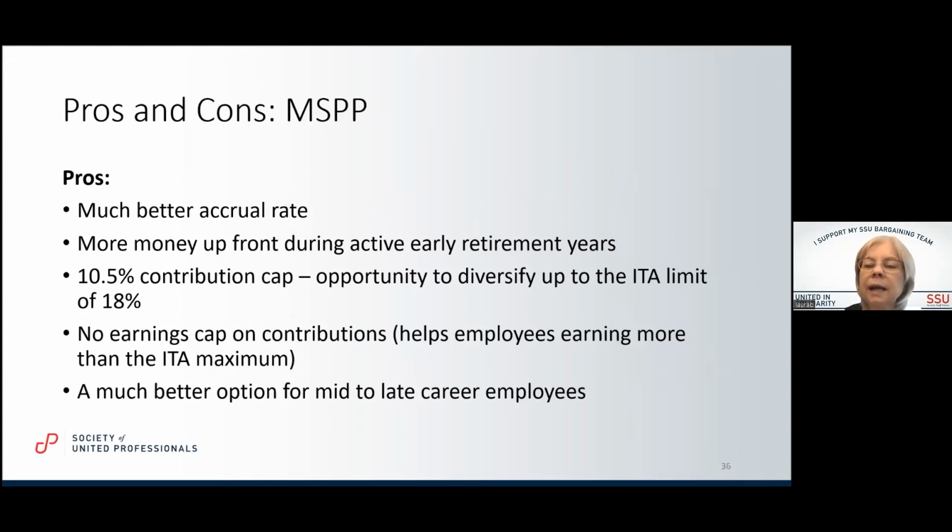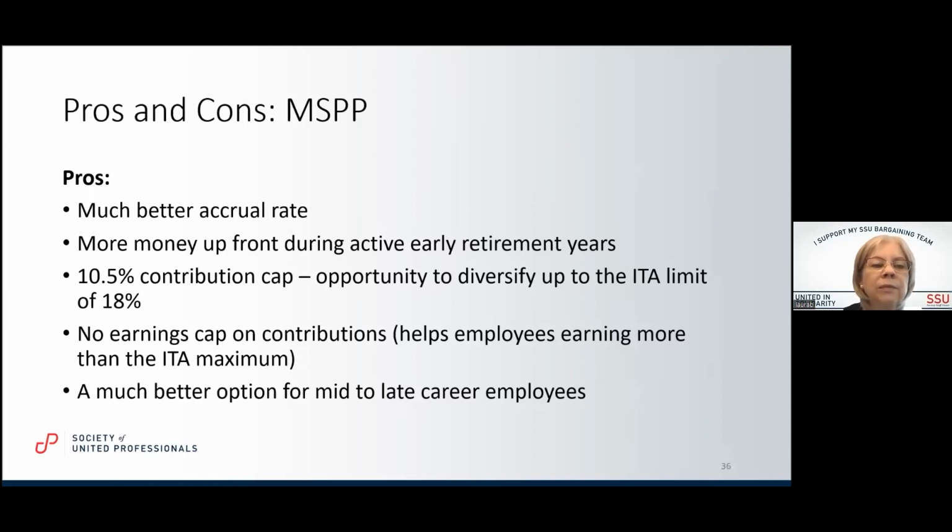The pros and cons analysis you're going to see here flows from the actuarial study that we commissioned. So the MSPP has a much better accrual rate, as we saw, at 18.6% compared to 8.5%. And because of that, there's more money up front for employees, retirees, during their active early retirement years. And most people want more money to spend when they're in their 60s and 70s than when they're in their 80s and 90s, because they're able to do more.